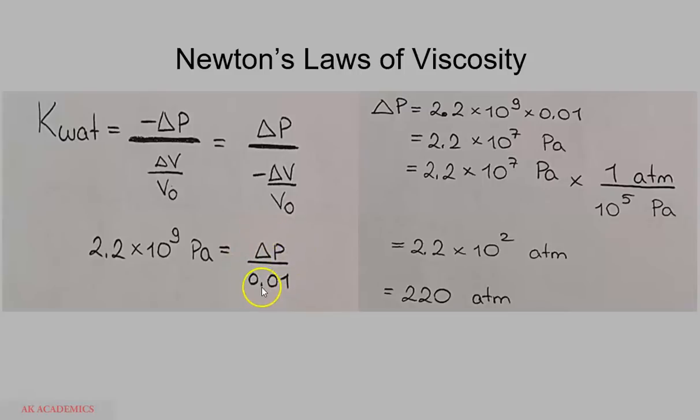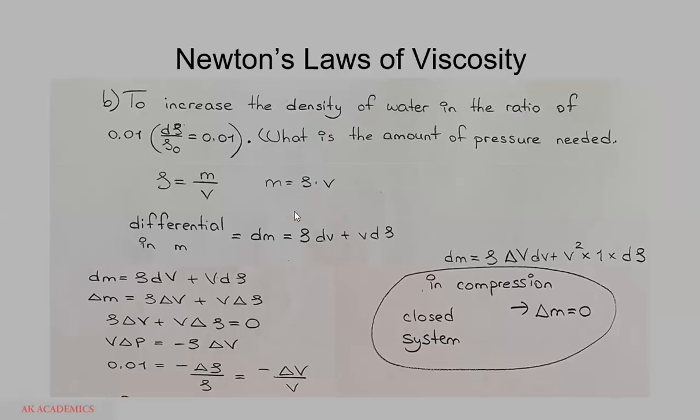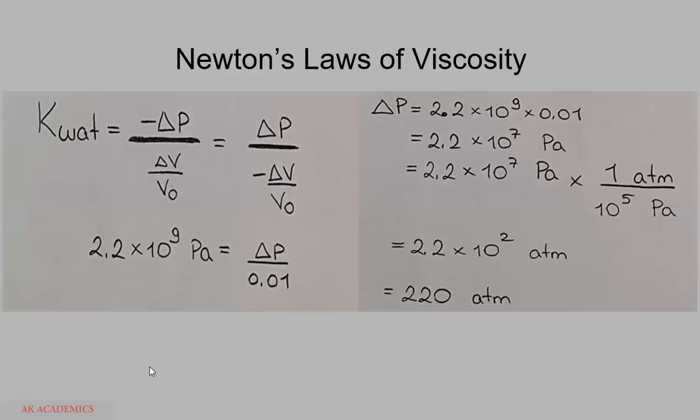Where is this delta P divided by 0.01 coming from? Our minus delta V over V naught, if you look at the previous slide, has been found to be equal to 0.01. So we just replace minus delta V over V naught here with 0.01, and that's how we got this delta P over 0.01 that we do have here, equal to our bulk modulus of elasticity of water, which is 2.2 times 10 raised to the power 9 Pascal, as given in the question that we're dealing with.